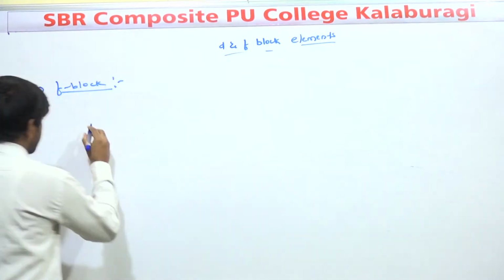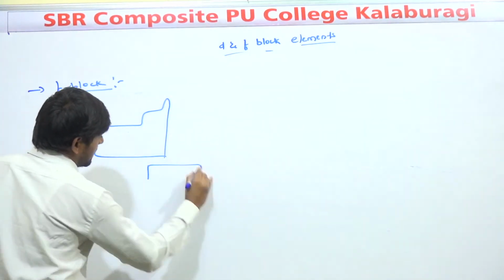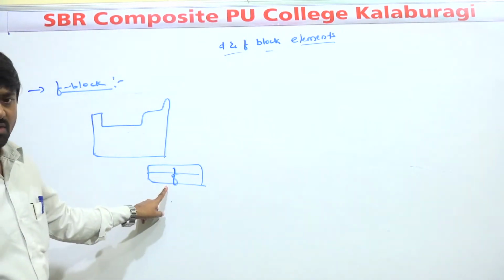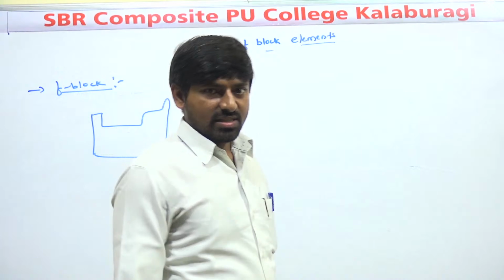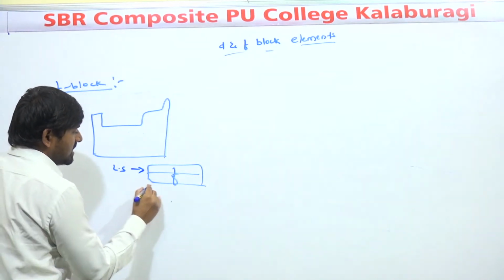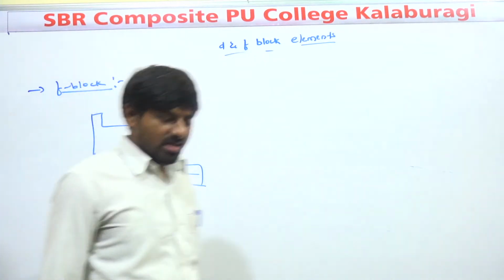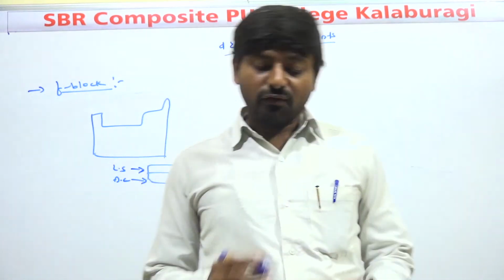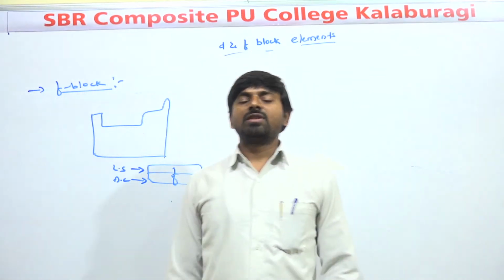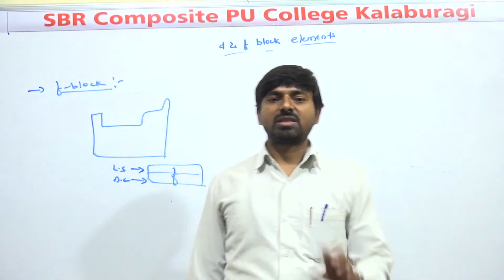This one is the F block, which is placed at the bottom of the periodic table. It has two series. The first series is called Lanthanoid series, and the second series is called Actinide series. The Lanthanoid series has 14 elements, which starts from atomic number 58 and ends at 71, that is from cerium up to lutetium.